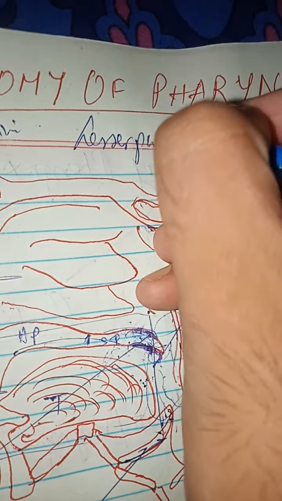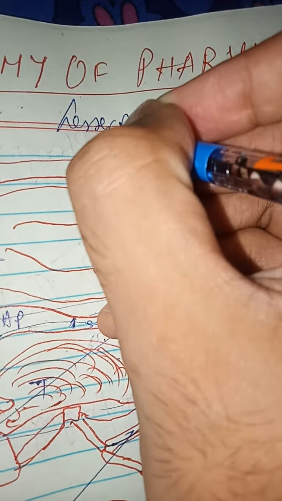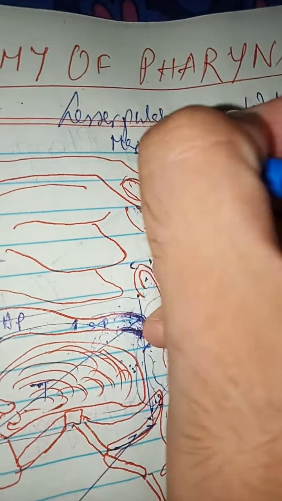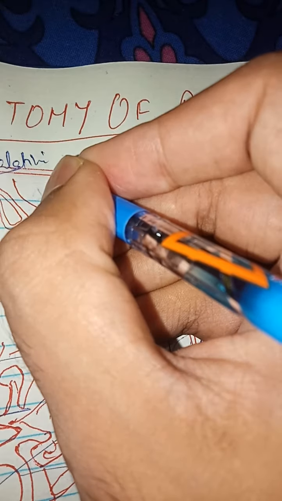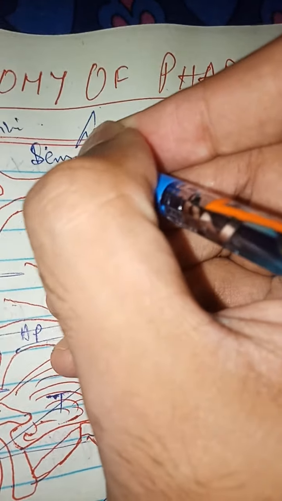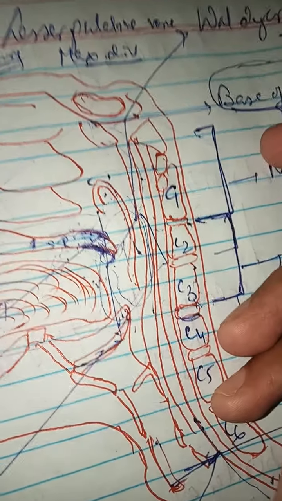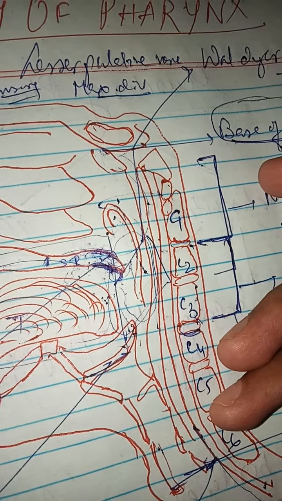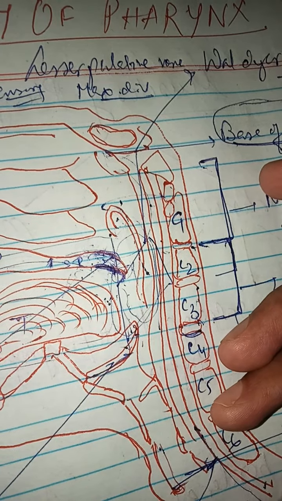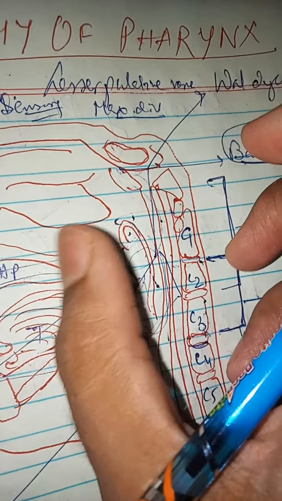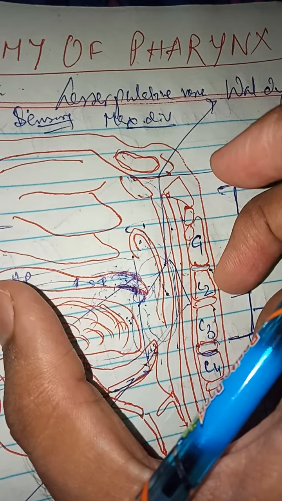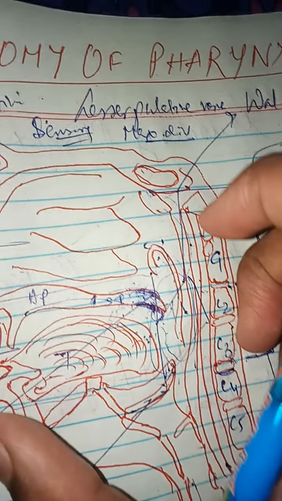Lesser palatine nerve, maxillary division, gives the sensory supply to the palate. Also, the glossopharyngeal nerve gives sensory supply to the palate. And the gustatory nerve supply, the taste sensation, is also from the lesser palatine nerve.